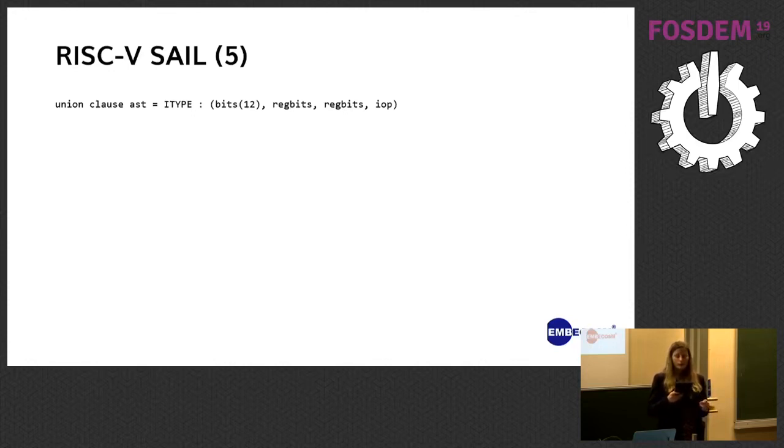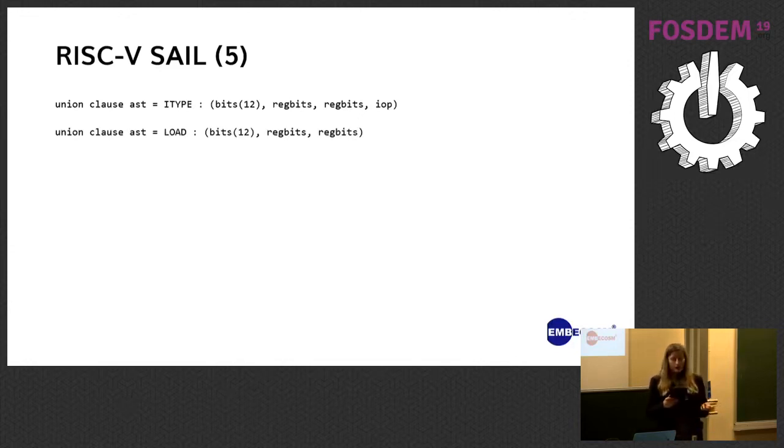SAIL supports vector concatenation patterns. For example, the symbol @ is the vector concatenation operator and uses the types provided, bits 12 and regbits, to destructure the vector in the correct way. We use the EXTS library function that sign extends its argument.